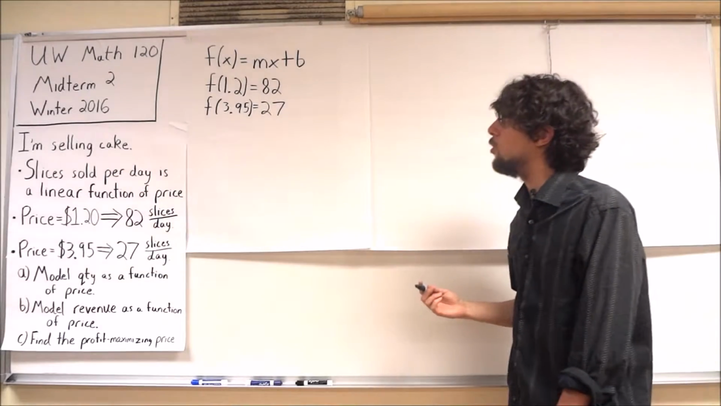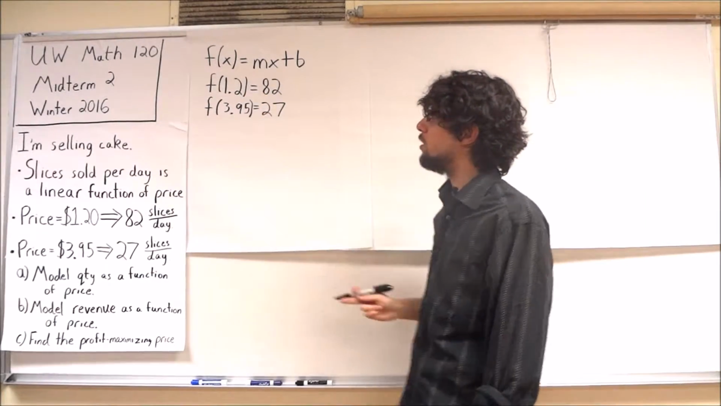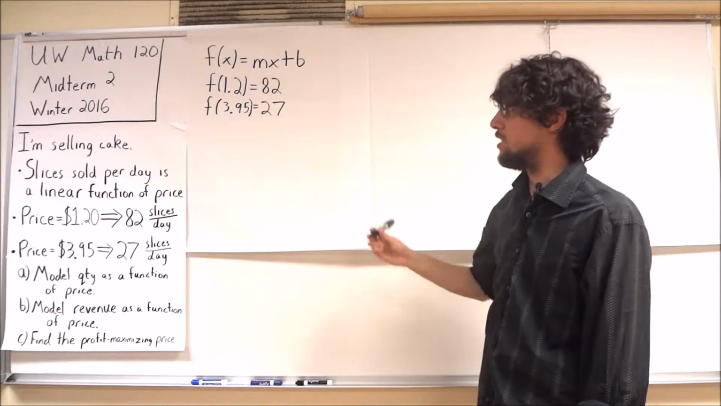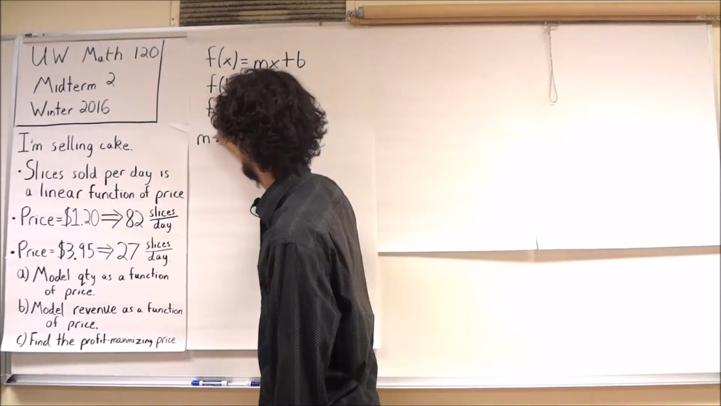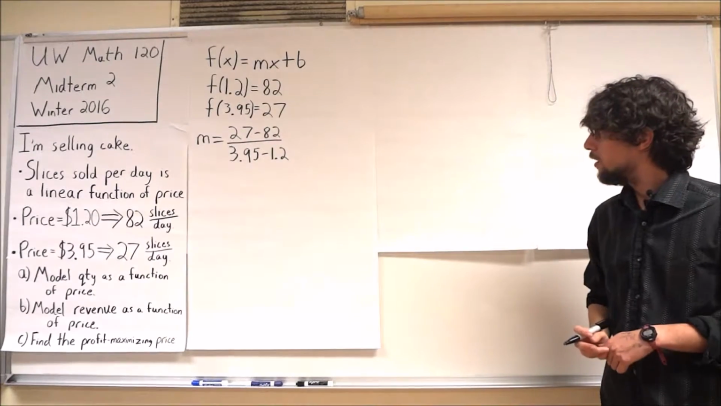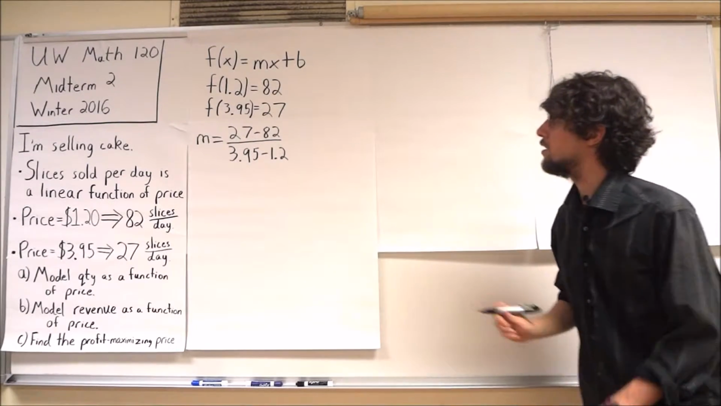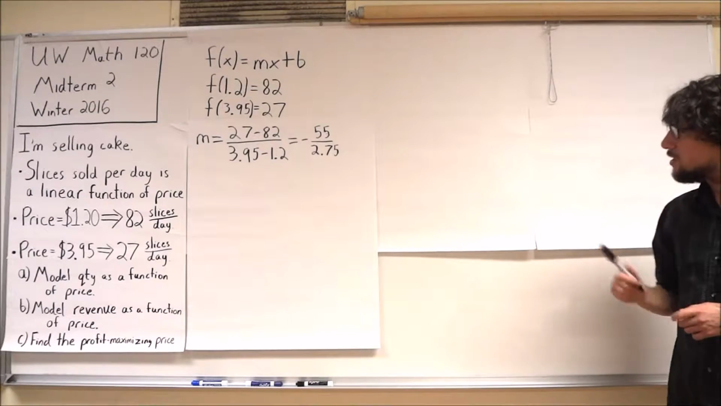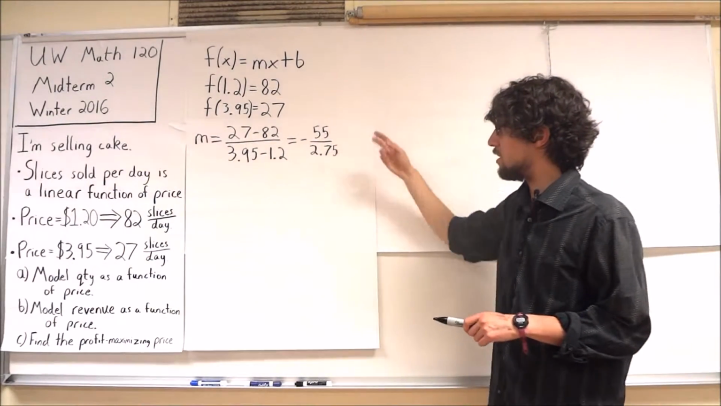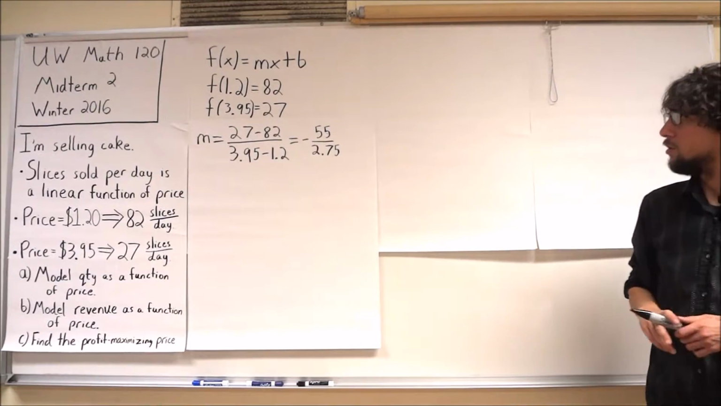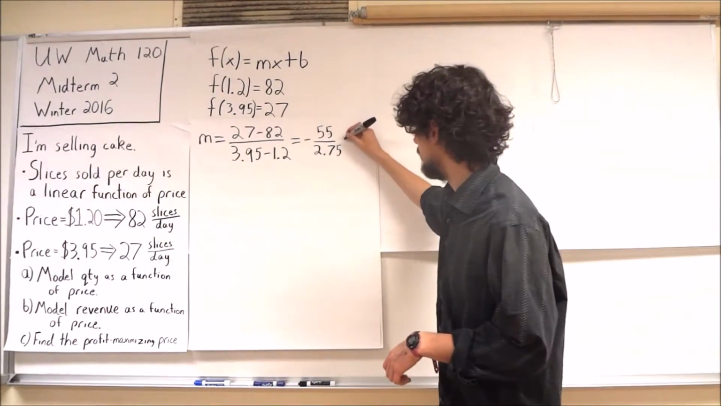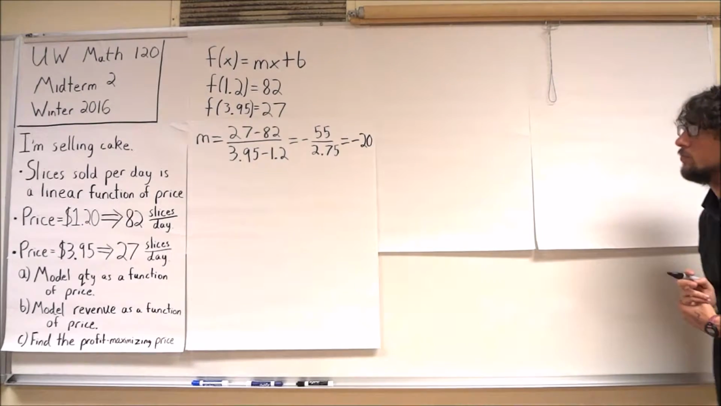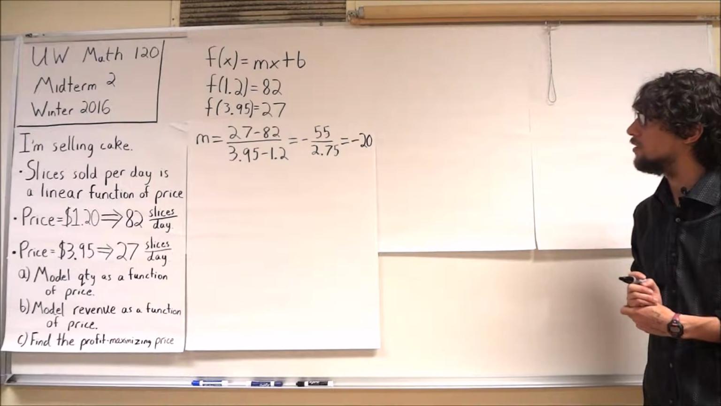So let's go ahead and solve for the slope. If we increase the price from 1.2 to 3.95, we decrease the quantity sold from 82 to 27. So this looks a little ugly. Let's see how it plays out. This is actually a little nicer than it looks. 55 is exactly double 27.5. So this actually turns out to be simply negative 20. Okay, well that's nice. We have m. The slope is negative 20.